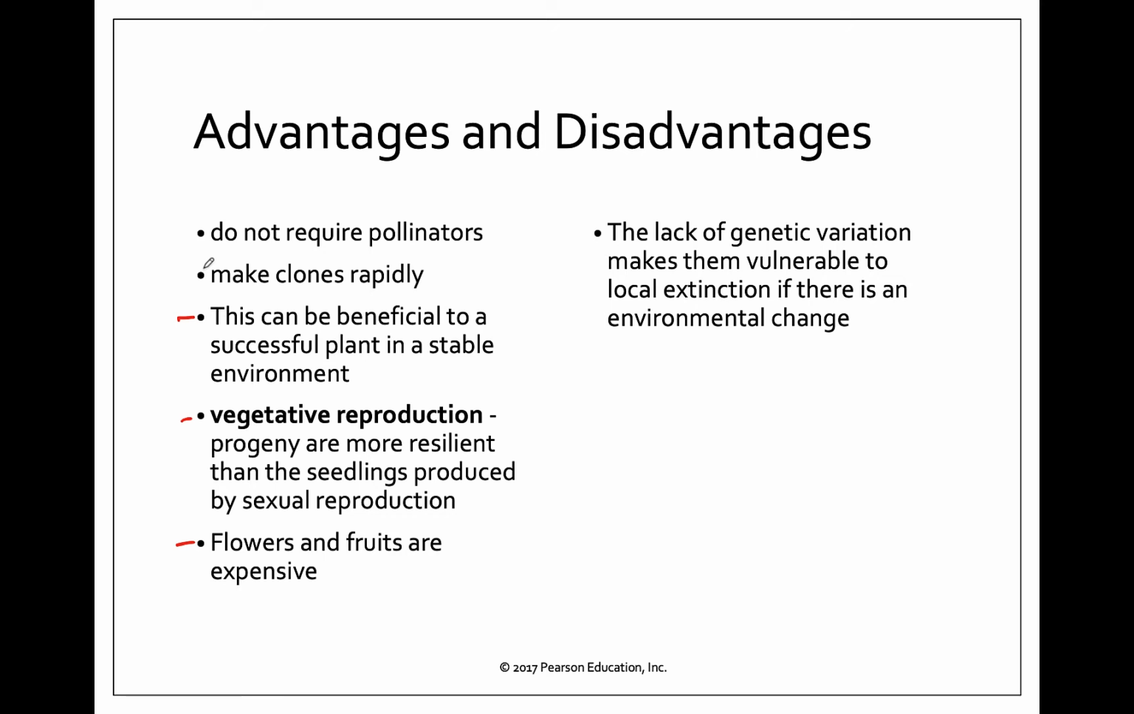The big caveat, the biggest disadvantage, is that there's no genetic variation. This is going to increase the number of the same individual by cloning. If the environment is really stable and there's no environmental change, asexual reproduction might be awesome because you can reproduce really quickly for very cheap.